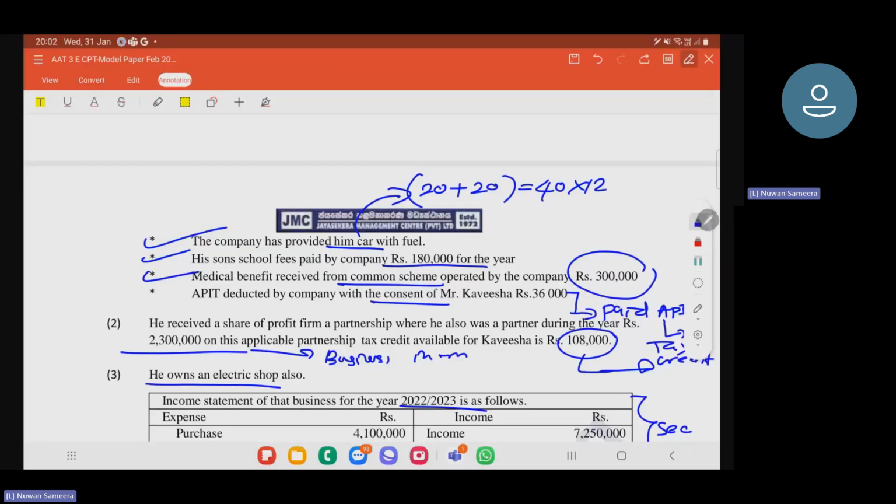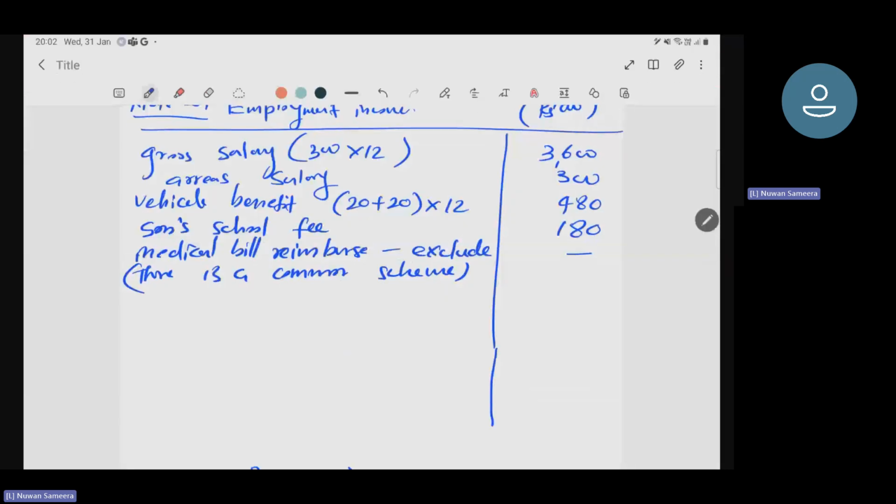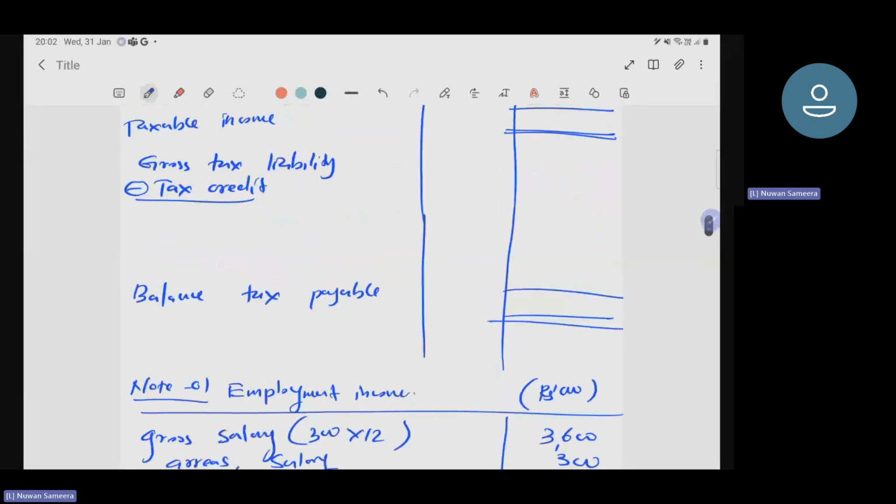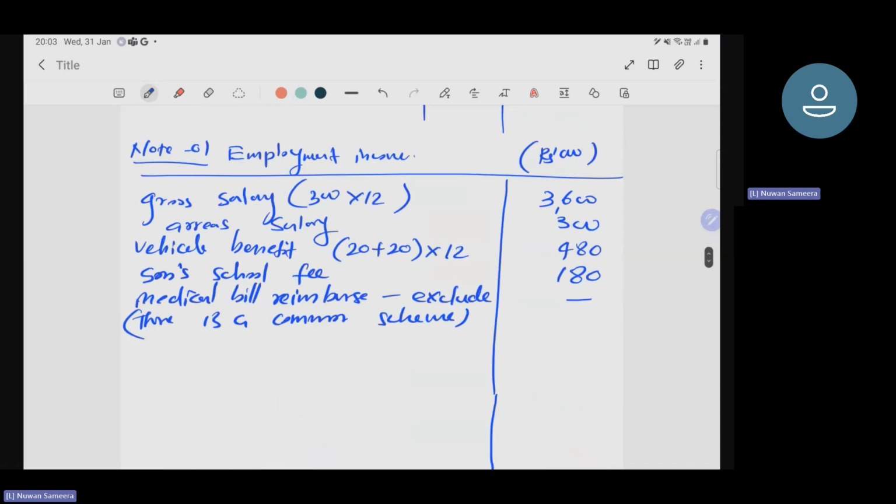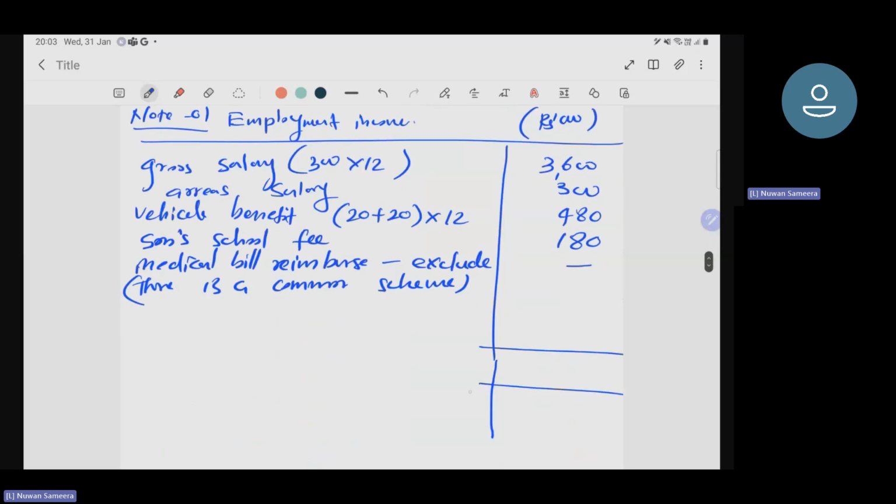So the APIT payment made during the year is 36,000. So what is the application? The APIT is a tax credit. So APIT paid should be considered as a tax credit when you calculate the balance tax payable from the gross tax liability. So now that is the only application of the employment income.